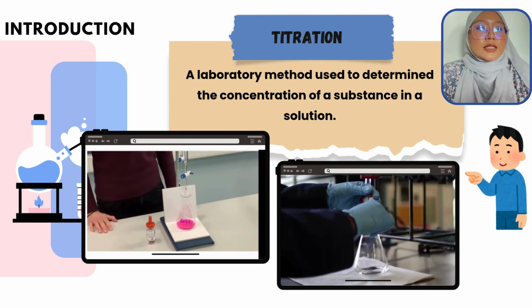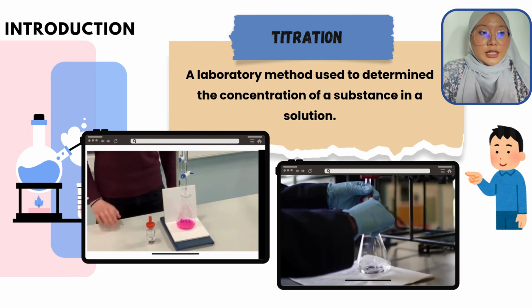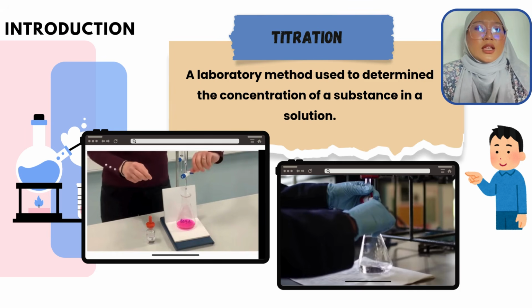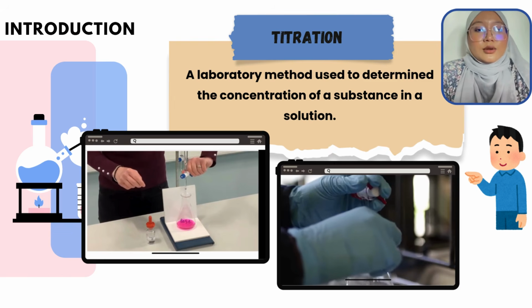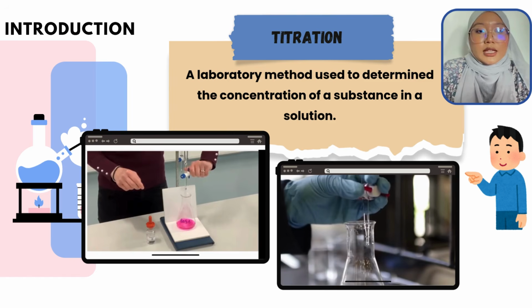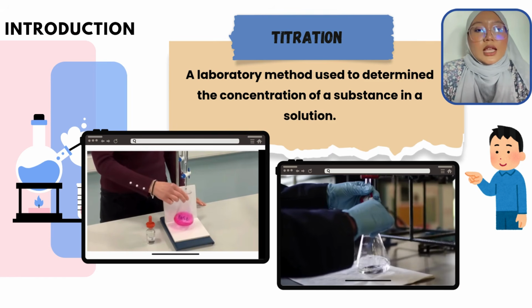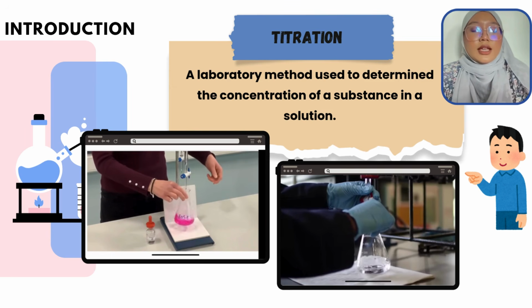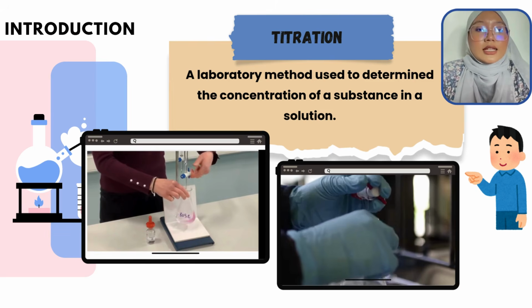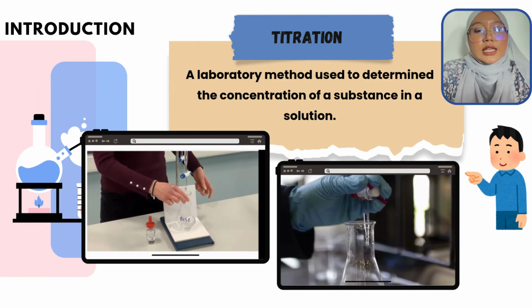The topic is about the application of titration in the food and beverage industry. So what is titration? Titration is a chemical method used to measure the exact amount of a substance in a solution. It involves adding a reagent called a titrant until a reaction is complete, usually indicated by a color change.